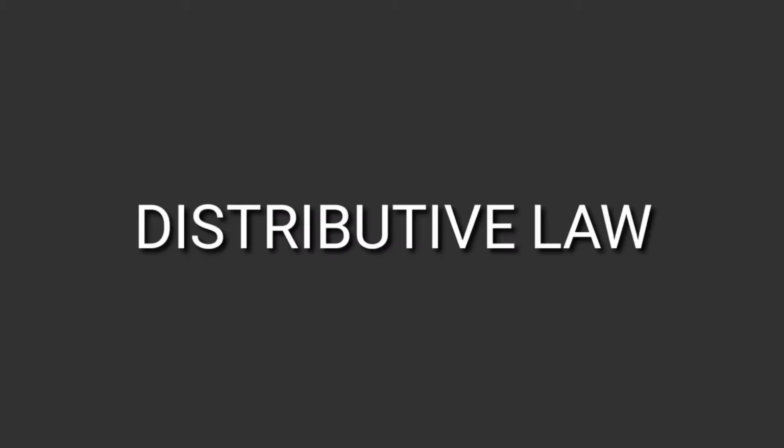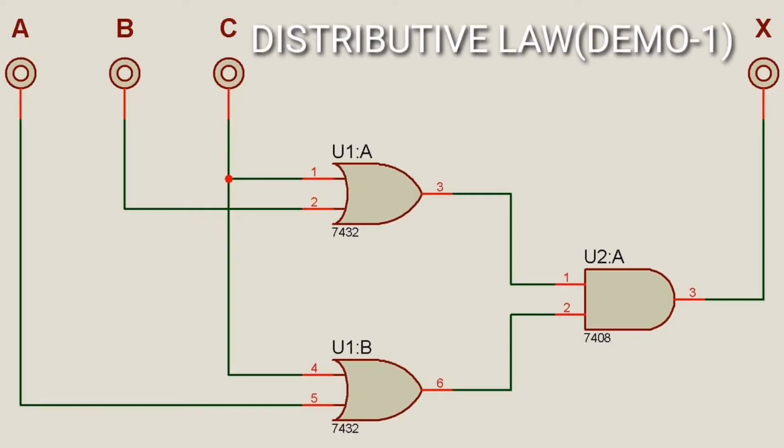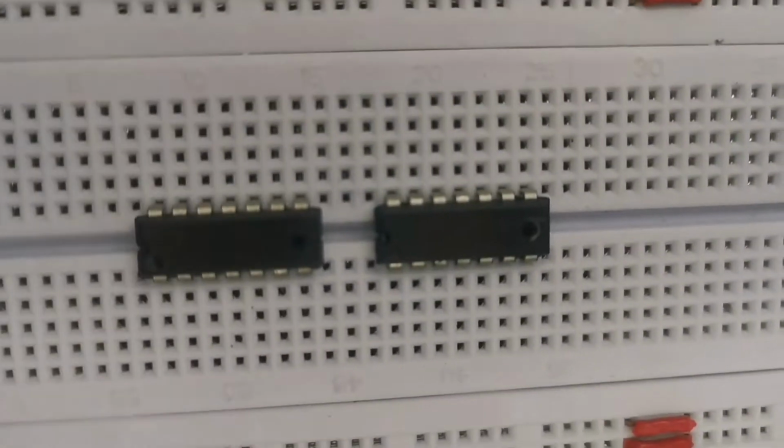For the last part of the experiment, we will check and simplify the logic equation using the distributive law. The experiment lets us construct two circuits. The first circuit is shown in this diagram, and we will call it Demo 1.